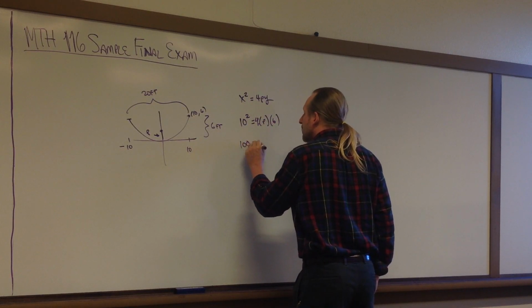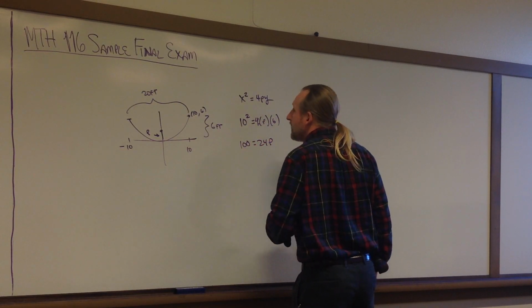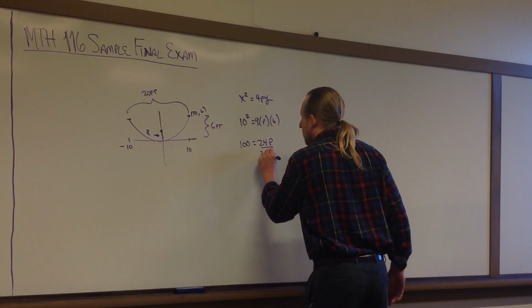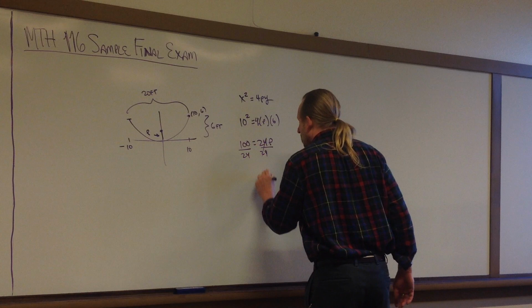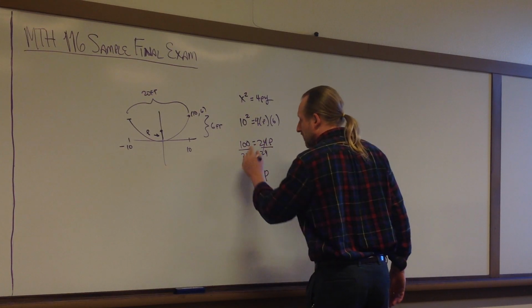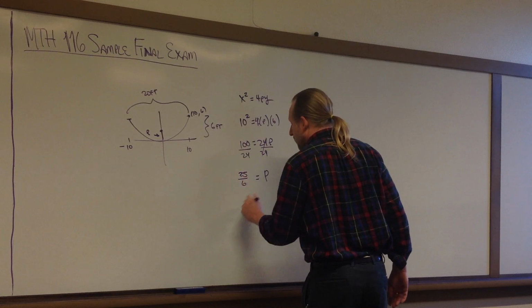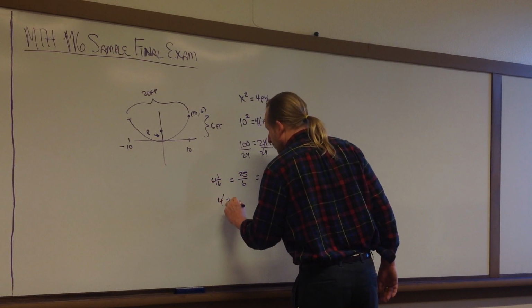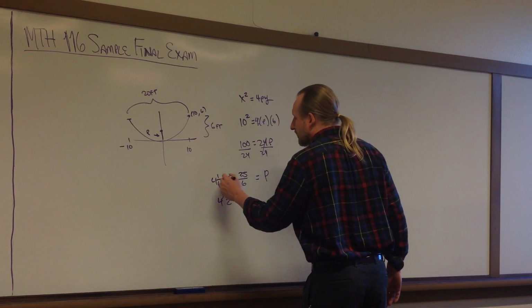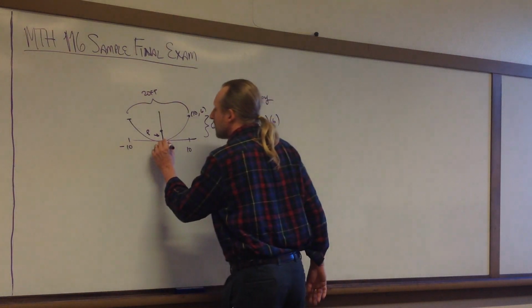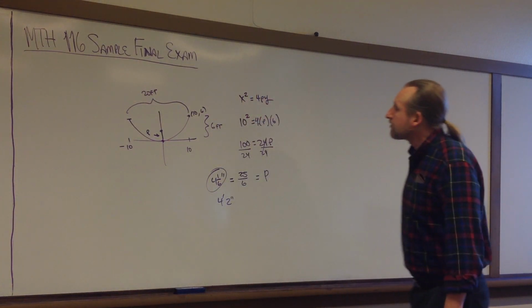So 100 is 24p. And then we'll divide on both sides by 24. So p is going to be 25 over 6, 4 1/6, 4 feet, 2 inches. You can just say 4 1/6 feet above the base. Okay?